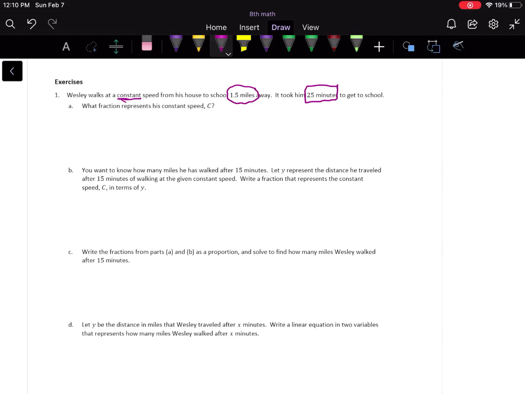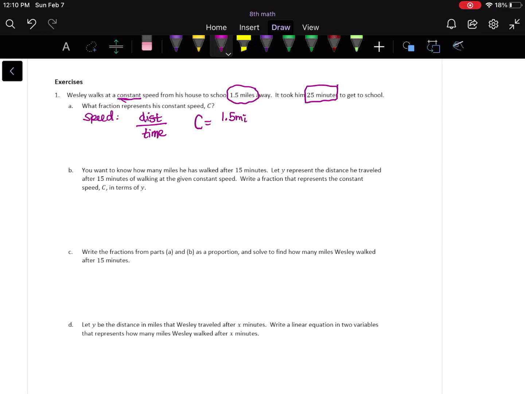The first thing we would like to find out is what fraction represents his constant speed, which we are denoting by the letter capital C. Let's remember that speed is distance divided by time, in particular, the distance it takes to travel a certain amount of time. And that calculation should be done as an average in these cases.